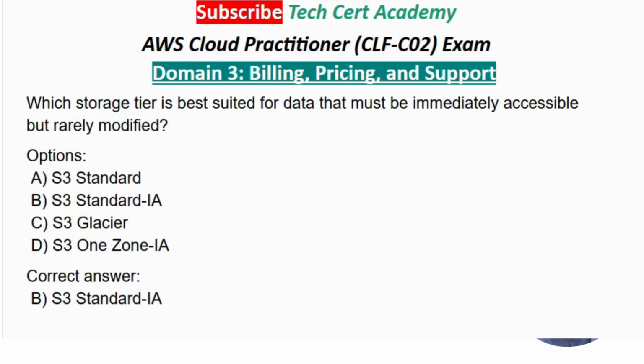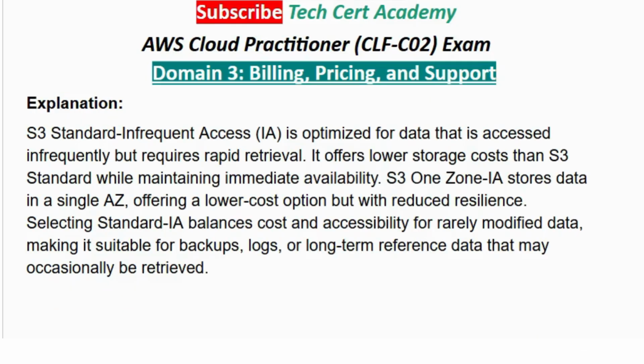Which storage tier is best suited for data that must be immediately accessible but rarely modified? Options: A. S3 Standard, B. S3 Standard IA, C. S3 Glacier, D. S3 One Zone IA. Correct answer: B. S3 Standard IA. Explanation: S3 Standard Infrequent Access (IA) is optimized for data that is accessed infrequently but requires rapid retrieval.